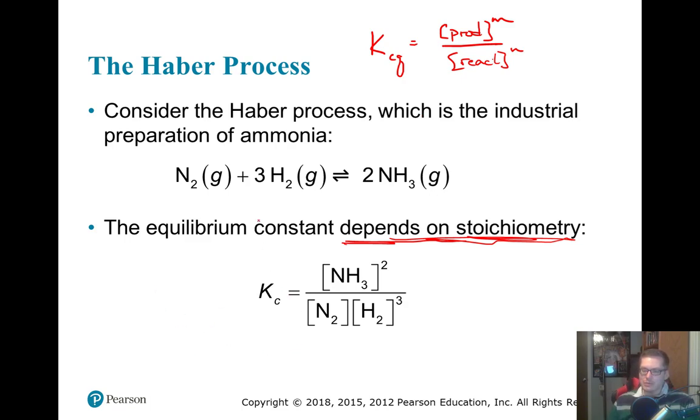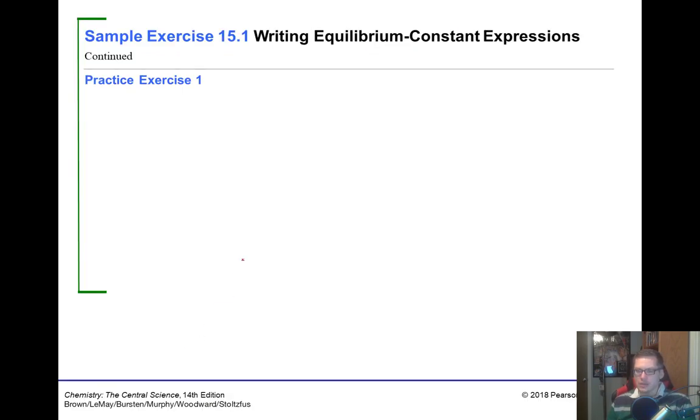So the equilibrium constant of this process would just be NH3, the ammonia, squared, because it's got the 2 right here, and that's your product, divided by the concentration of nitrogen times the concentration of hydrogen cubed, because it's got the 3. All right, pretty easy.